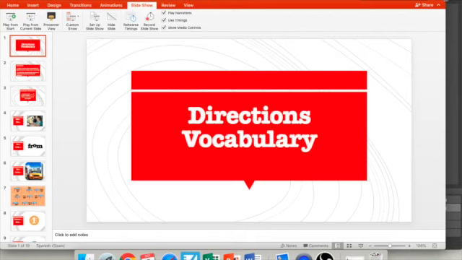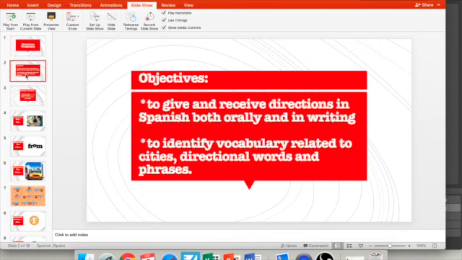This week we are here to discuss directions vocabulary. Turn right, continue straight, those types of things. So, our learning objectives are that you'll be able to identify vocabulary related to cities, directional words, and phrases, and that you'll be able to give and receive directions both orally in Spanish and also in writing. So let's get started by taking a look at a few vocab words.